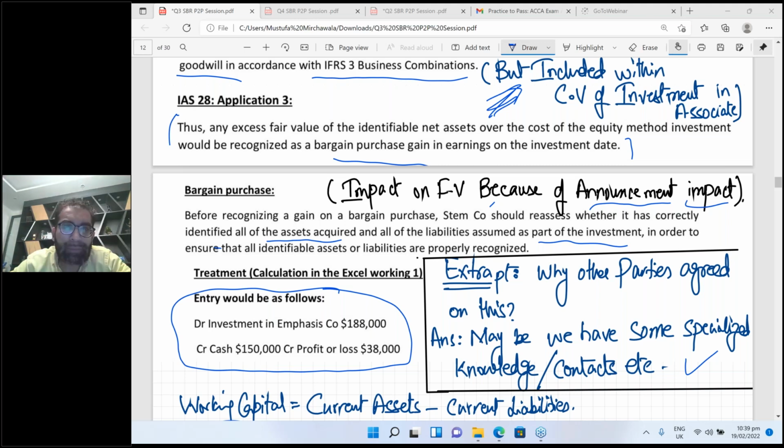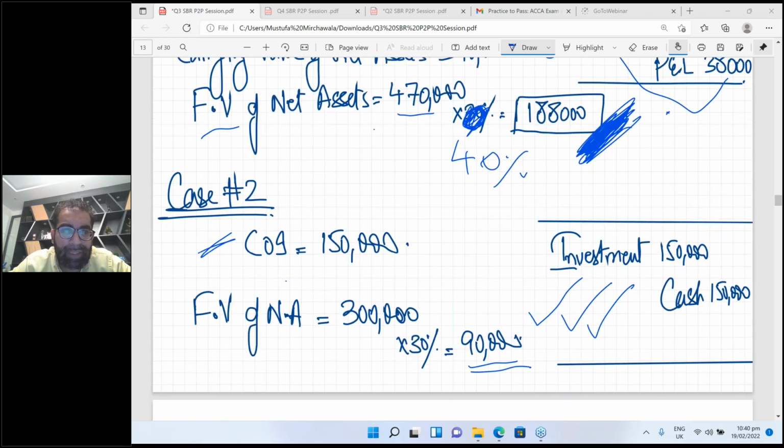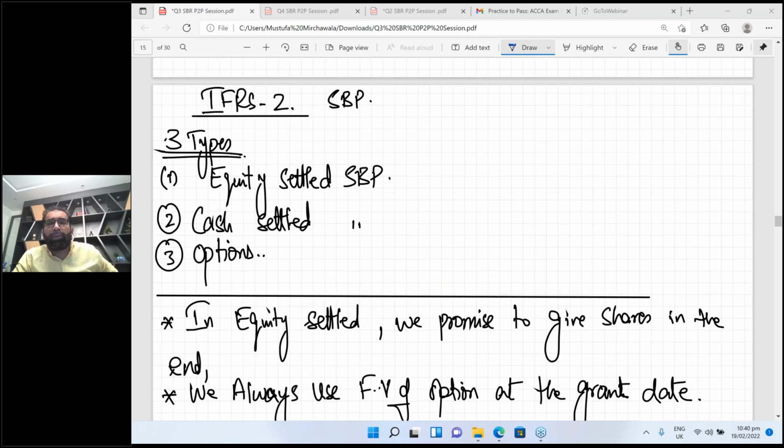Okay. Now let's do a very major standard revision, and that will come in tomorrow's class past paper as well. In the latest attempt, they tested this. This is basically IFRS 2 share-based payment. But to be very honest, I will only discuss the technical issues in detail. The normal things, we won't waste time on.